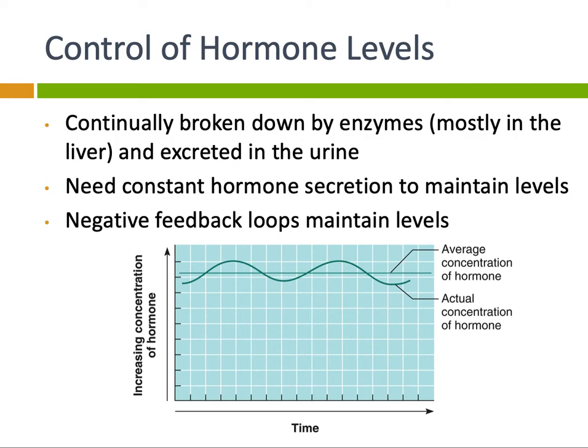So this means that we need to have constant hormone secretion in order to maintain levels of hormones within our body. Because if we're getting rid of them, we're going to keep needing to make more. And so you can see here the actual hormone concentration is going to fluctuate. So it might be released and then some's broken down and then it's released and broken down. But it has an average concentration here.